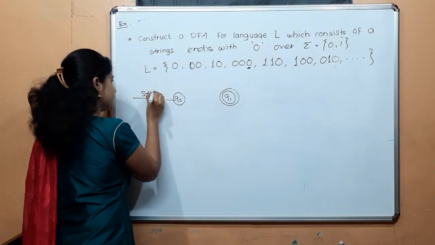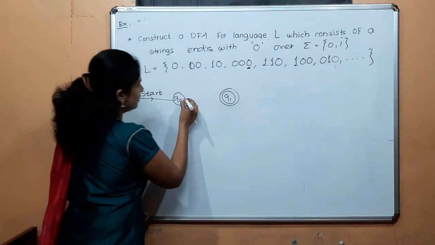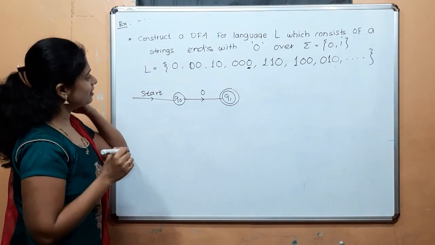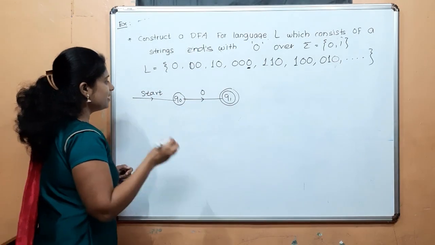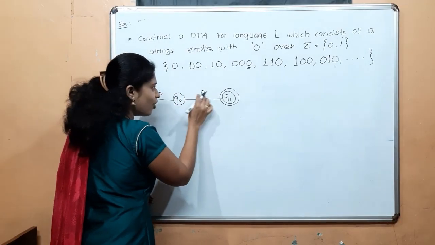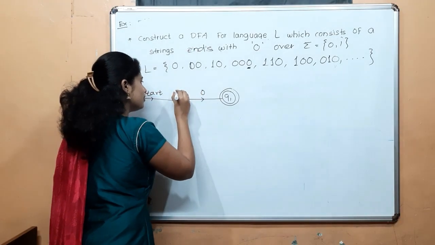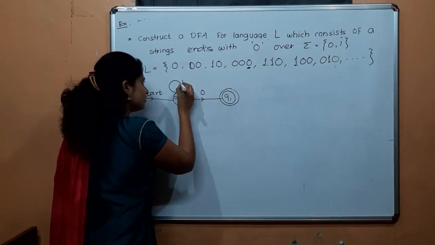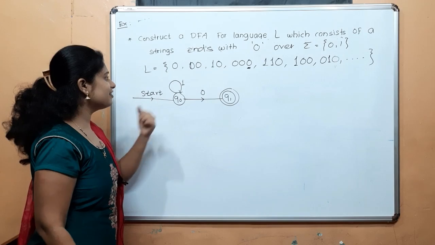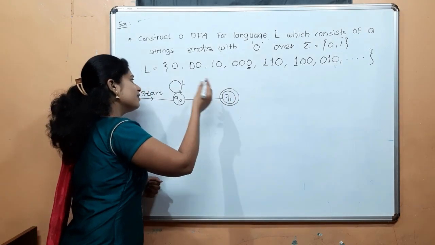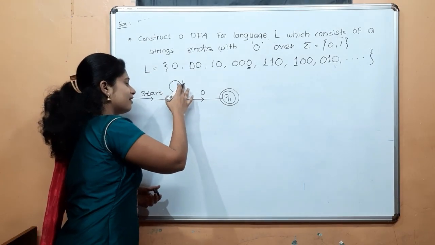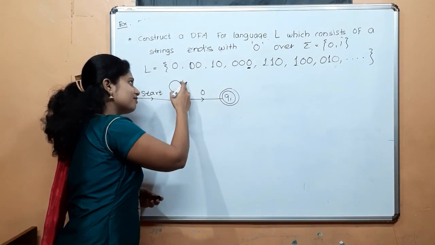See here. Start, ends with 0. Okay, the condition is that it ends with 0, then the string starts with either 0 or 1. It already starts with 0. Then if 1 occurs here, then no problem. Here we can write the self loop of 1, because the condition is that the string ends with 0. That's why the string starts with either 0 or 1. 0 is already given, that's why the remaining is 1.